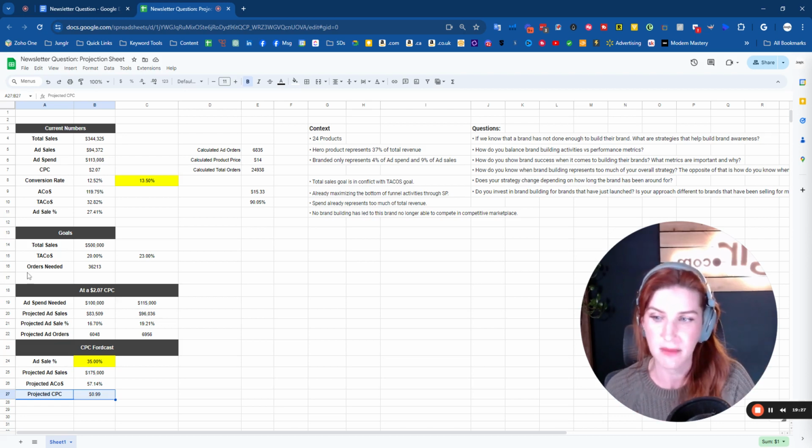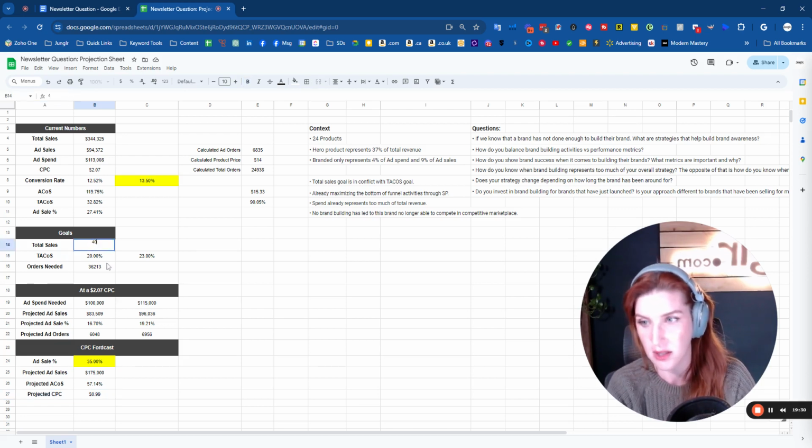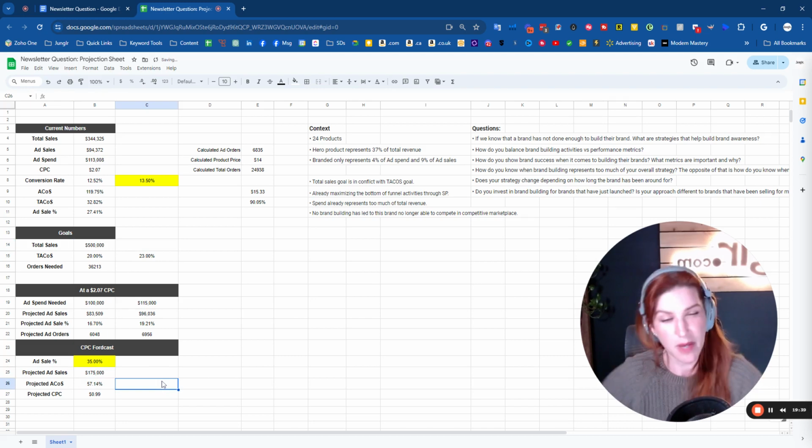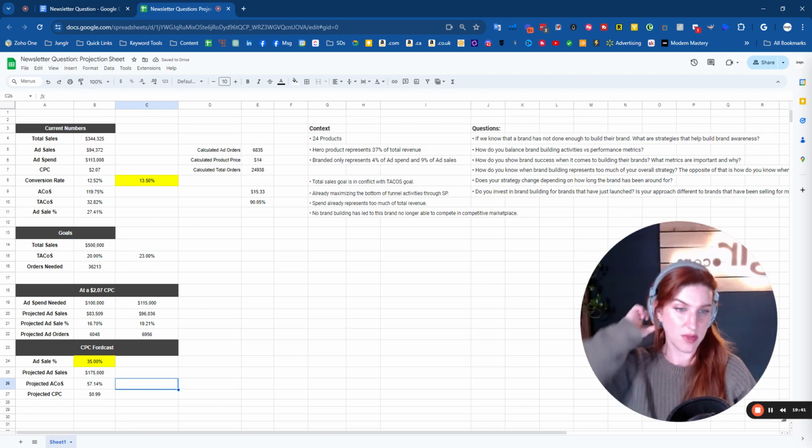Now, I would also recommend going through here and seeing what a 400K would look like. Maybe that's a little bit more acceptable in terms of ad spend. I think on average you're still going to end up with the same cost per click.